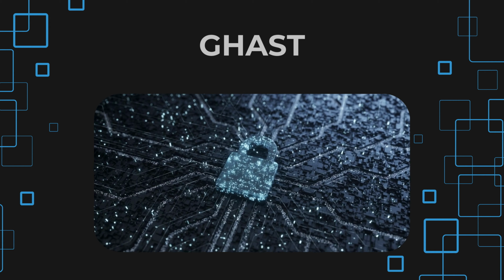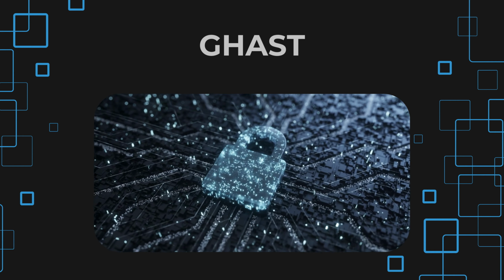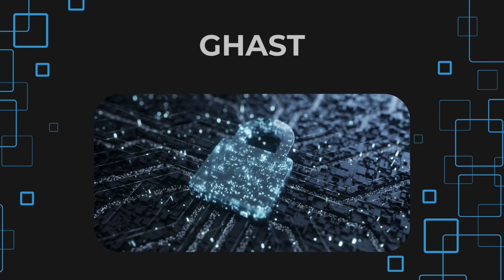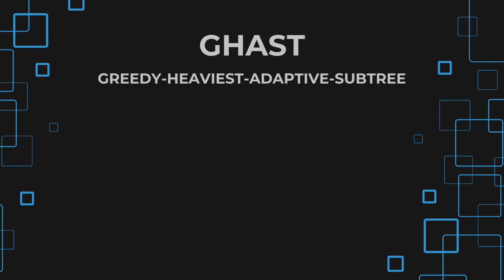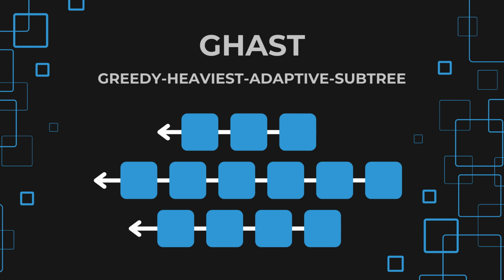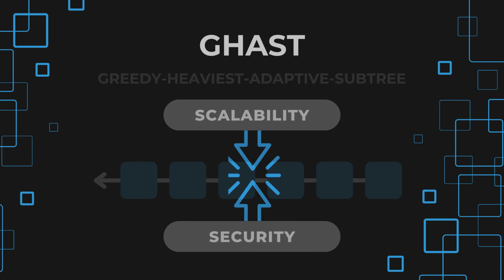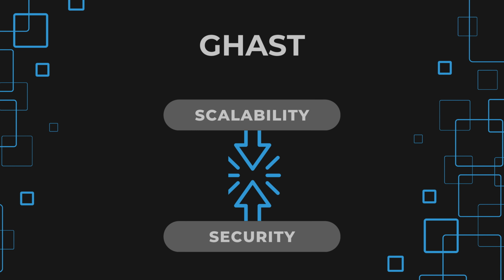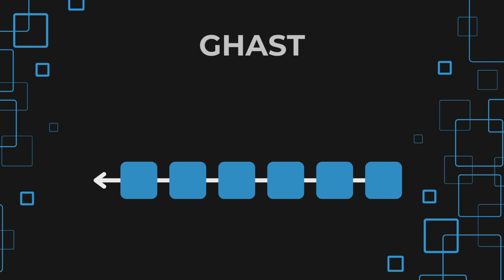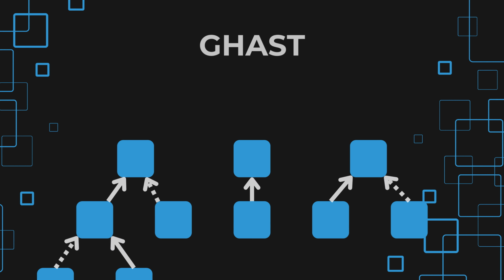Now, about the GHAST selection rule. This is a solution focused on preventing liveness attacks. GHAST stands for Greedy Heaviest Adaptive Subtree. Traditional blockchains like Bitcoin or Ethereum follow a rule where only the longest chain survives while others are discarded. This approach creates a conflict between scalability and security. This is where the GHAST mechanism comes in. The platform takes a different approach by replacing the longest chain rule with the GHAST rule. This makes the selection process stronger and more robust.